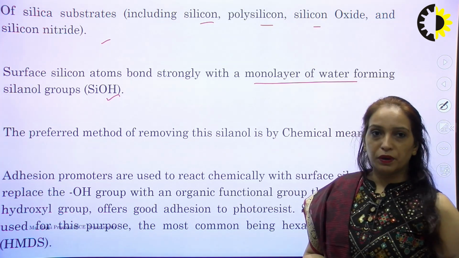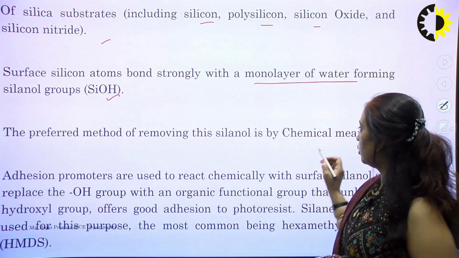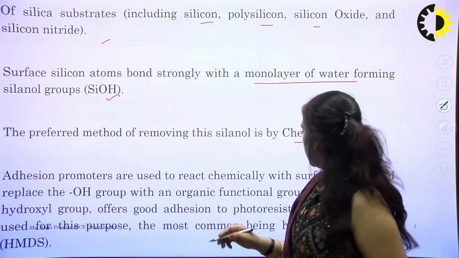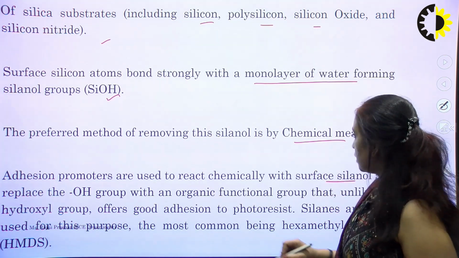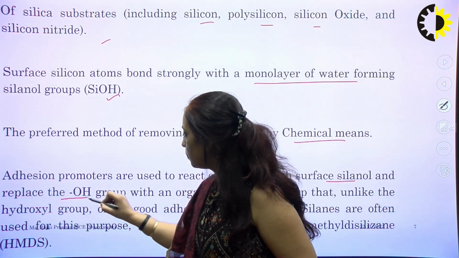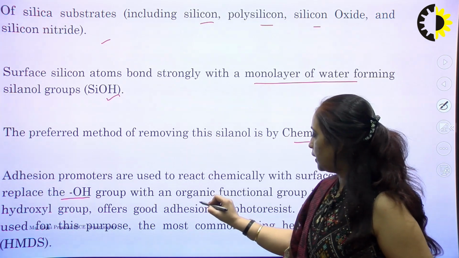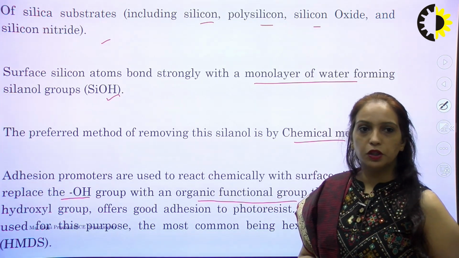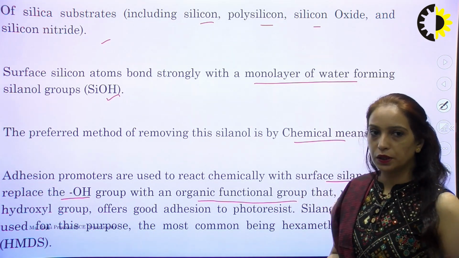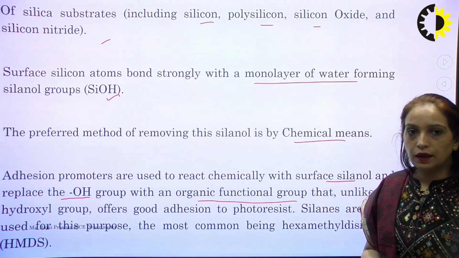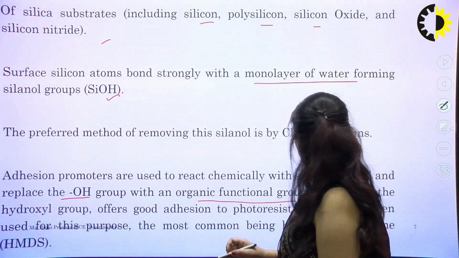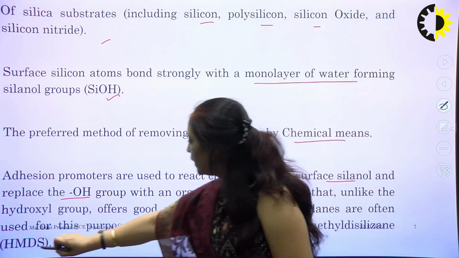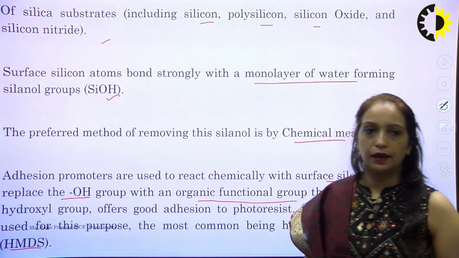So the preferred method to remove those silanol groups is by a chemical method. In this chemical method, the surface OH group is replaced with an organic functionality group, unlike the hydroxyl group, which offers very good adhesion properties to the photoresist material. And silanes are often used for this purpose. The most common one is known as HMDS.